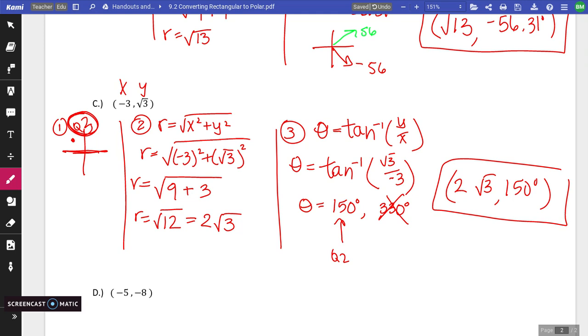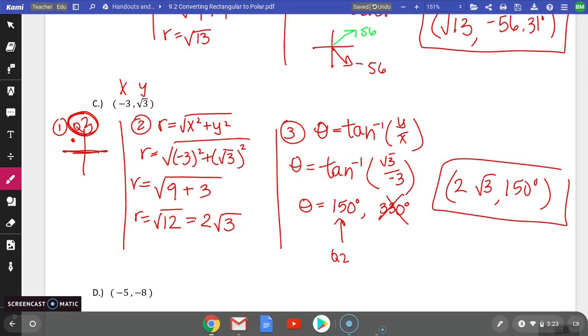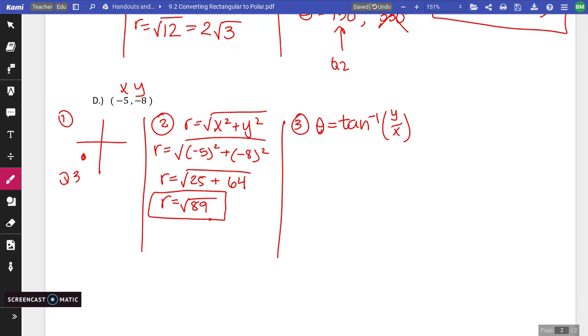I'm actually going to pause the video. I want you to at least do the first 2 steps, and then we'll do the angle part together. So pause the video for a moment, see if you can at least figure out the radius, and then play the video and we'll do the angle together for this one. Here are my first 2 steps for part D, the last problem. So this point is in quadrant 3, and I got a radius of root 89. Okay, my last step here is figuring out the angle.